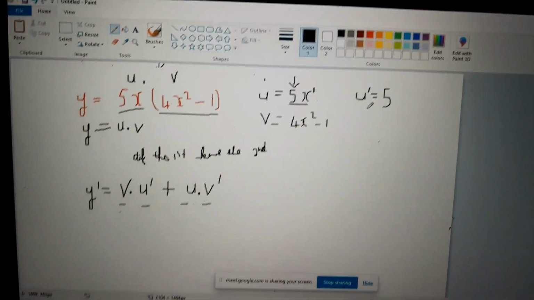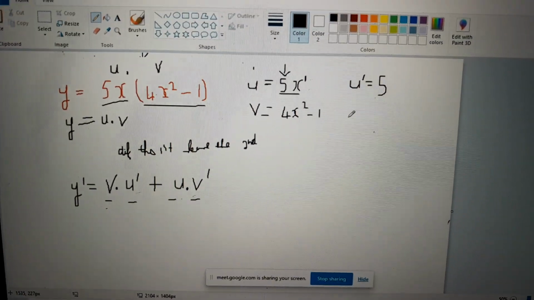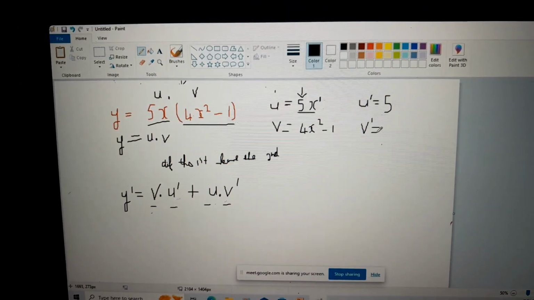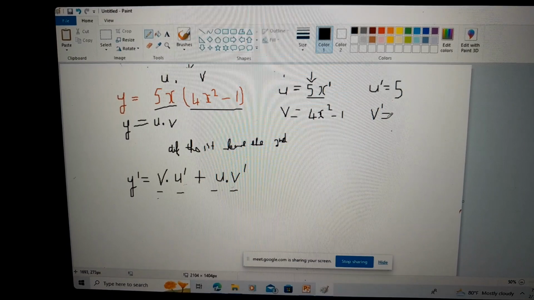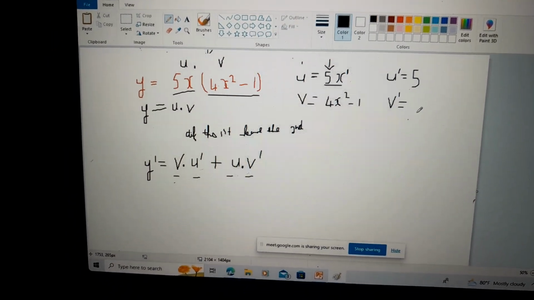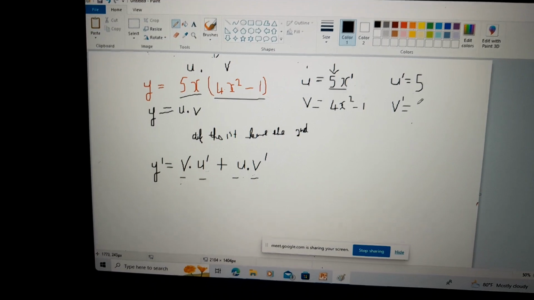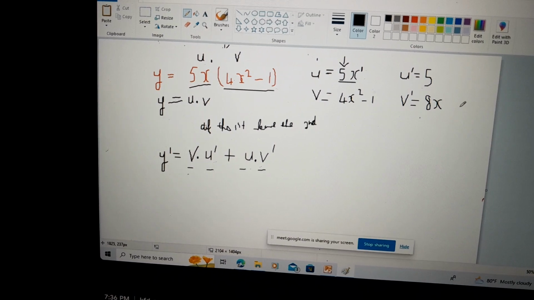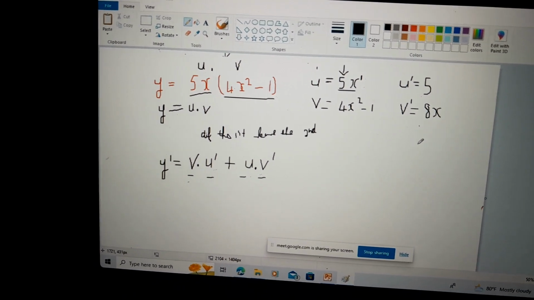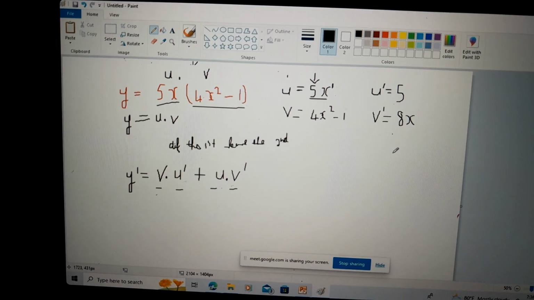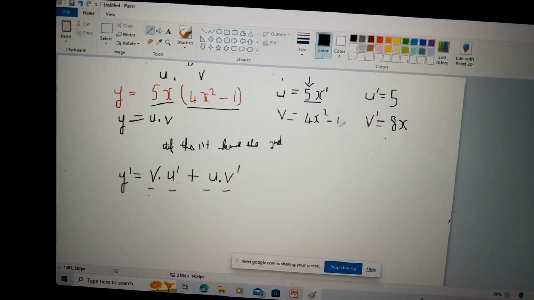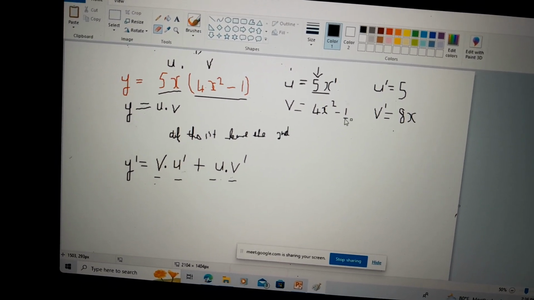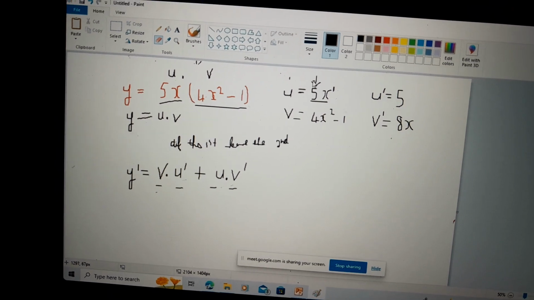All right, so Anoop, what will be the derivative of v? V, which is 4x squared minus 1. So apply the rule. 8x minus 0. Great. So it's 8x, right? Once you have a constant, the constant will become 0. So are we good with that? Good. Yeah, so this is basically what you have to do.